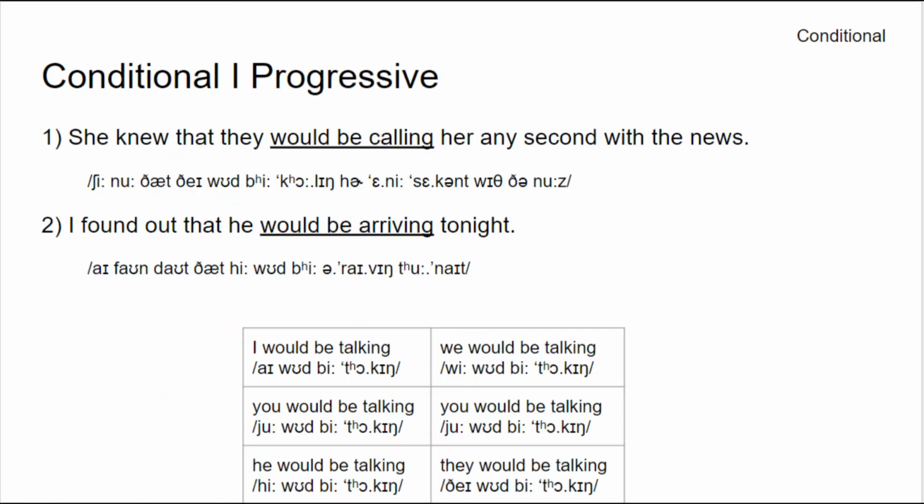If you want to focus on the process of something happening conditionally, you can use conditional one progressive. This tense is not as common as regular conditional mood. You form this tense by using would be plus the ing form of the verb you're using.